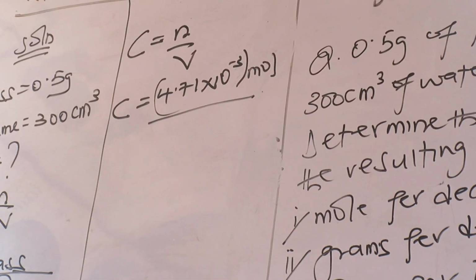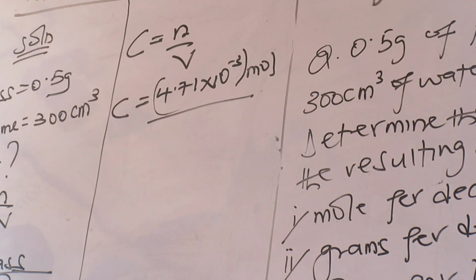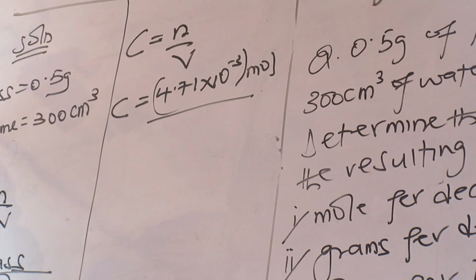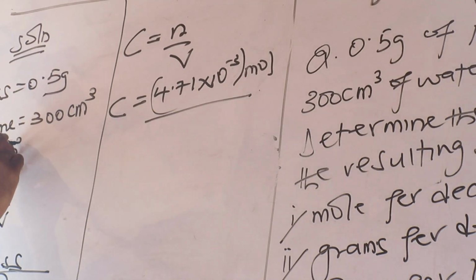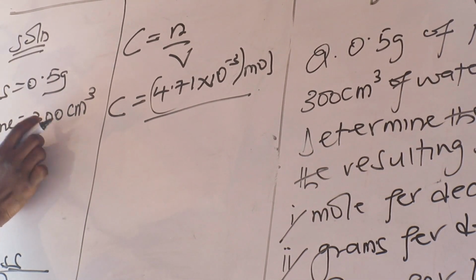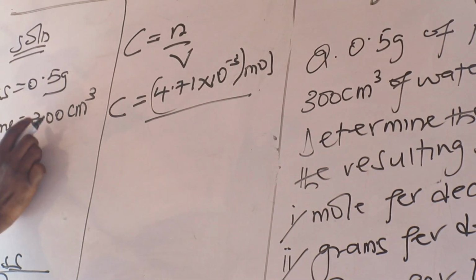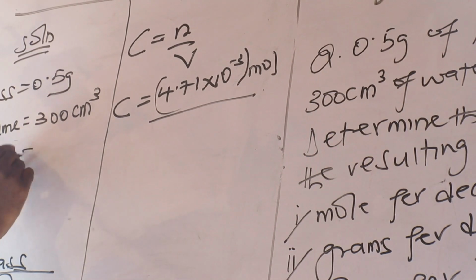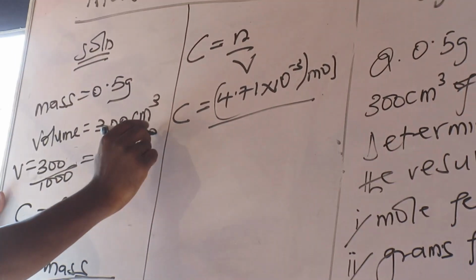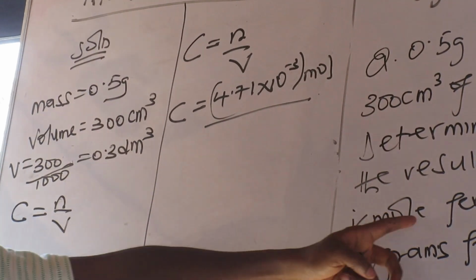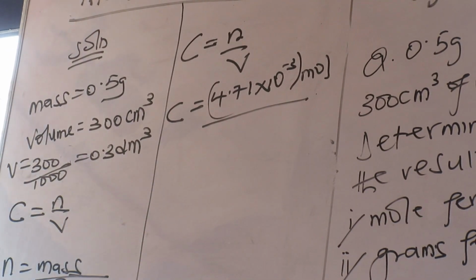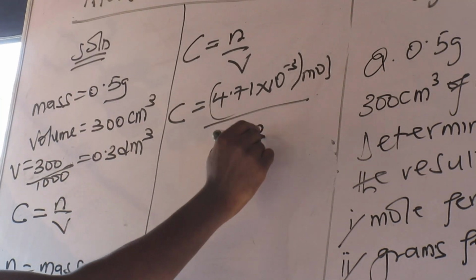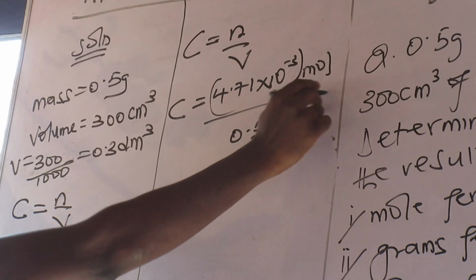Now anytime you are given a V, make sure you change your V to dm cube. So this one will be changed to dm cube, right? It is just by dividing by what? 1000. So 300 over 1000 will give you 0.3 dm cube. Why? You have been asked to calculate in moles per decimeter cube. If you don't change your volume term, you end up in cm cube. You understand? That is why you have to change your volume term to decimeter cube. So there is 0.3 dm cube.